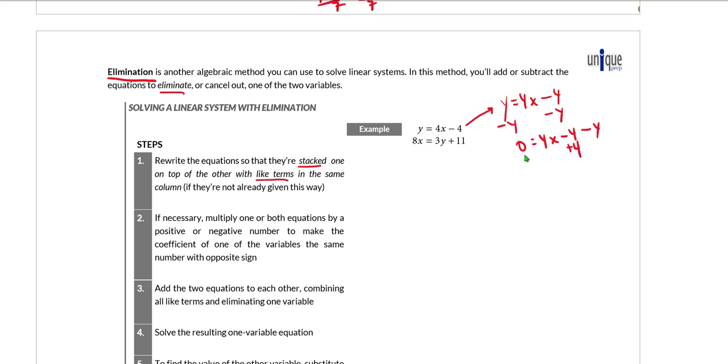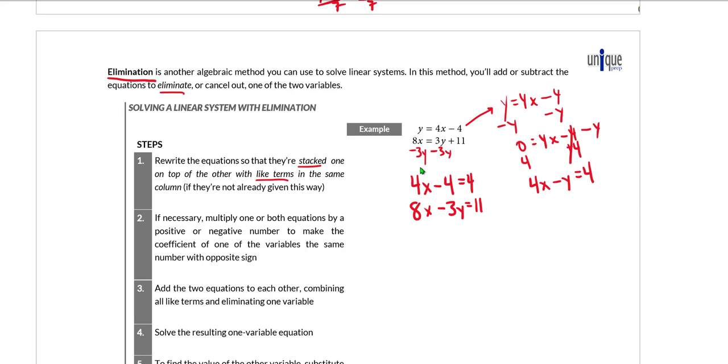Those 4's and y's look very similar. That's a little dangerous. So what do we have now? Flipping this around, we have 4x minus y equals 4. So that's the first equation in standard form. The second equation is much easier. We just subtract 3y from both sides. So now we have 4x minus y equals 4, and we have 8x minus 3y equals 11.